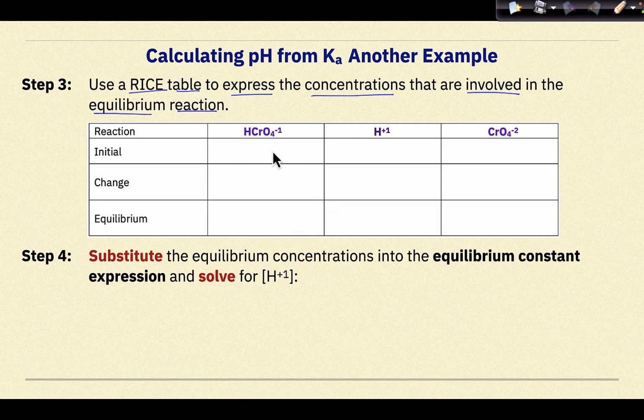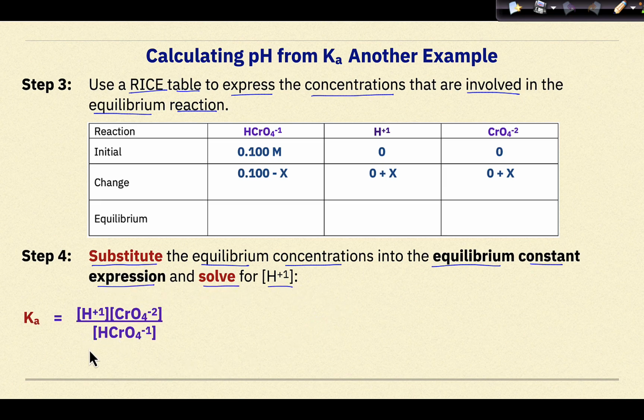Our initial concentration of the hydrogen chromate ion is 0.100 molar. Initially, we do not have any of the hydrogen ion or the chromate ion. We'll put in our change expressions. So 0.100 minus x, and then plus x and plus x. And then we'll take those values and substitute the equilibrium concentrations into the equilibrium constant expression and solve for the hydrogen ion concentration.